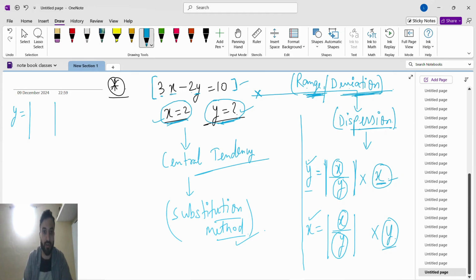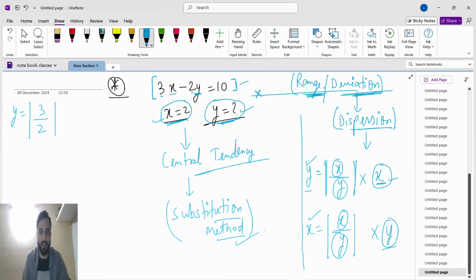The coefficient of x, coefficient means the number with the variable. So what is the number with the variable? 3. So we'll write the 3 divided by coefficient of y, the number with the variable, which is 2. Guys, we'll forget about the sign, whether it is plus or minus, because it is mod, obviously it will change into plus. So just take the number. The number with the variable is 3, so 3 is the coefficient of x.